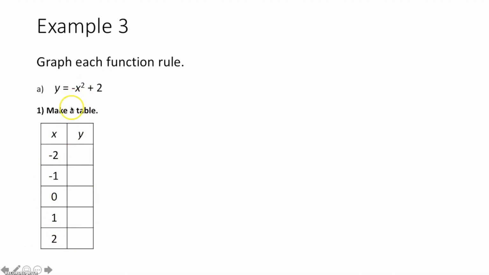What we're going to do now is we're going to do the exact same thing we were doing. We're going to take these values and plug them in for x in our original function rule. So I'm going to take -2 and plug it in for x in our original function rule. So if I plug it in, I square it first, then I multiply it by -1.